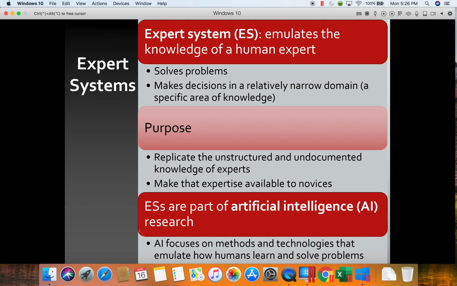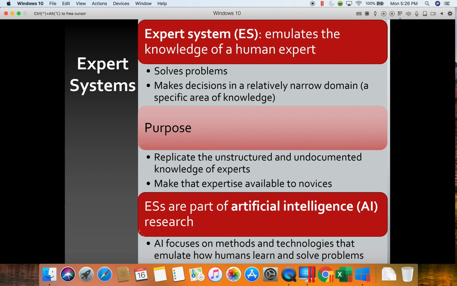The other type of support systems are called expert systems. These systems are developed to emulate the knowledge of an expert to solve problems and make decisions in a relatively narrow domain. A domain is a specific area of knowledge. For example, these are used a lot in medicine. I've seen them used in legal issues as well.